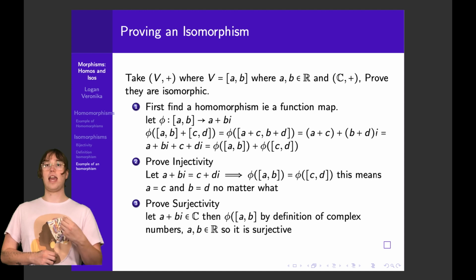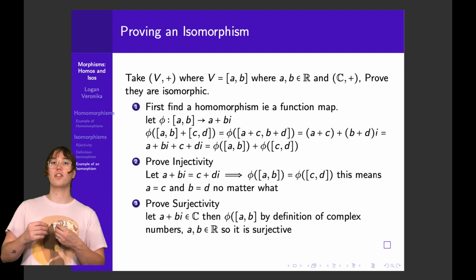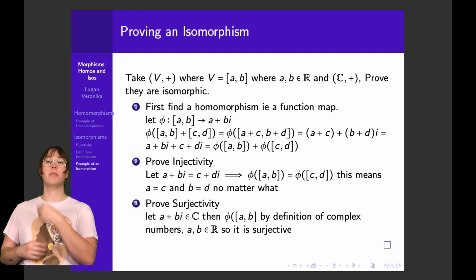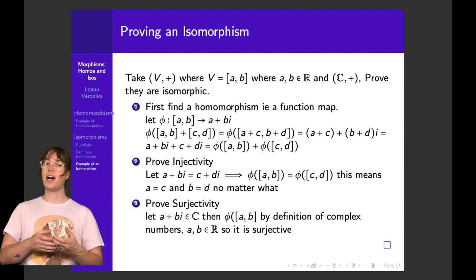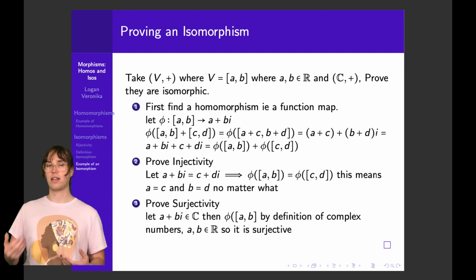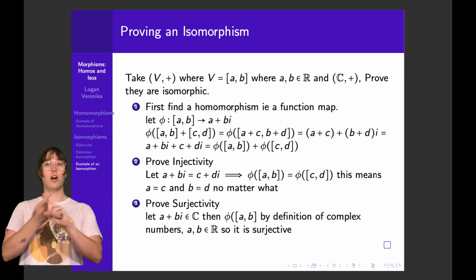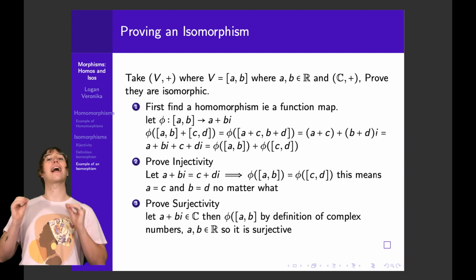Then we want to prove surjectivity. Well, we let a plus bi be in C. Then phi of (a, b), by definition of complex numbers, a and b must be in R. So it is surjective, right? Because by the definition of a complex number, take some random a plus bi, a and b come from R. So then the vector (a, b) has to come from R. So it would also be surjective. So we have a homomorphism, injectivity, and surjectivity. Thus, we have an isomorphism.